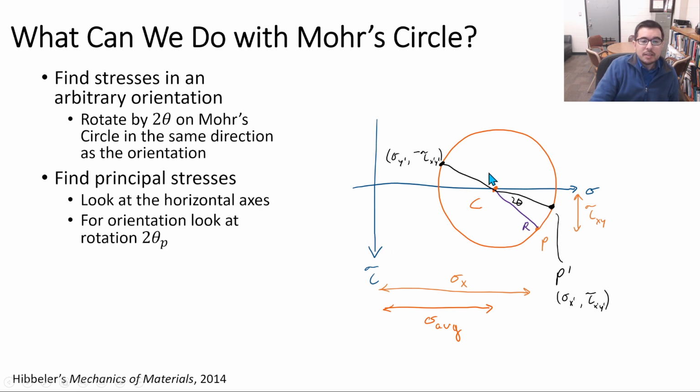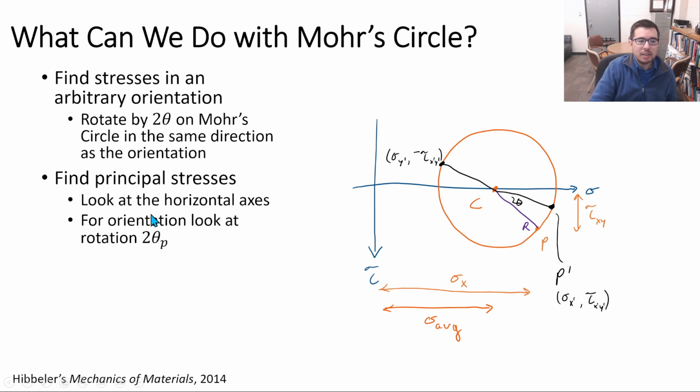Now, arguably, what we just discussed with finding stresses in arbitrary orientation is something we can do with Mohr's circle, but it's not really, in my opinion, the best use. You're probably going to want to use the general equations for stress transformations in 2 dimensions for this kind of arbitrary rotation. Where Mohr's circle becomes very helpful and faster is when we look at finding principal stresses and finding maximum shear stress.